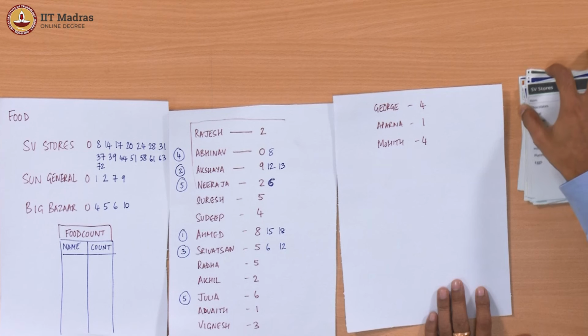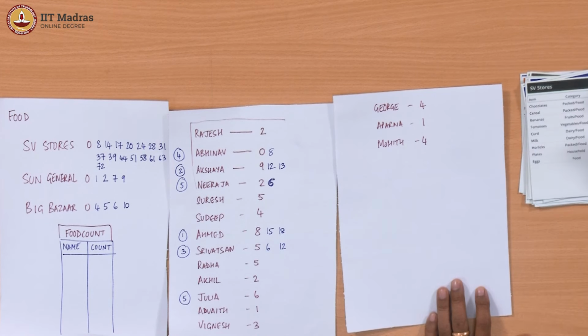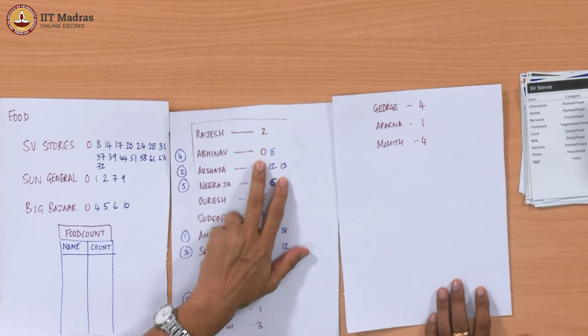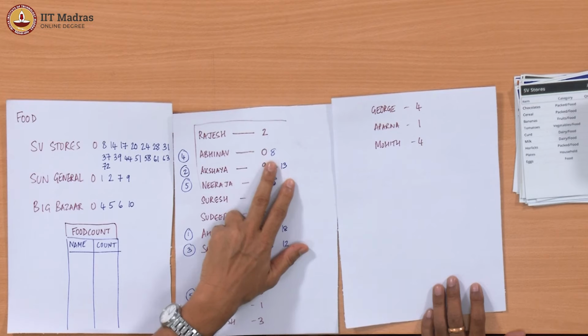So we have to do one iteration through this whole thing and see if every bill in which they have food. Because for instance, Abhinav had a bill in which he had no food. So that bill we don't care.